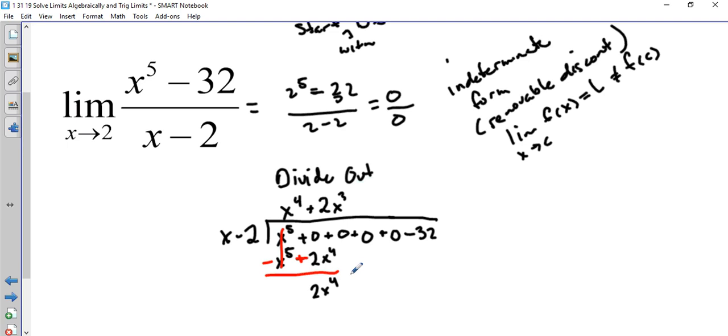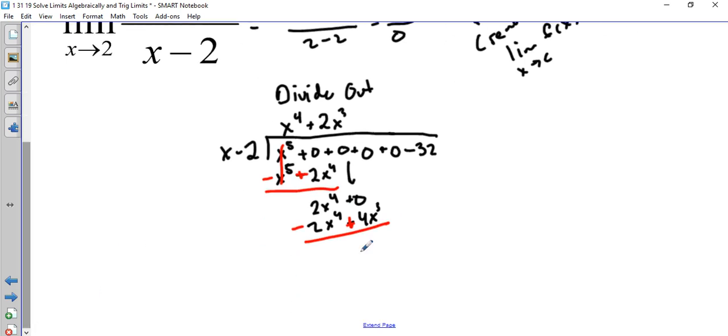All right, multiply that through. Bring down the 0. Plus another 0. And so we have 2x to the 4th, it's going to be minus 4x cubed. Change that to the opposite and opposite. And what we have then, going back, is 4x cubed. Bring down the 0.